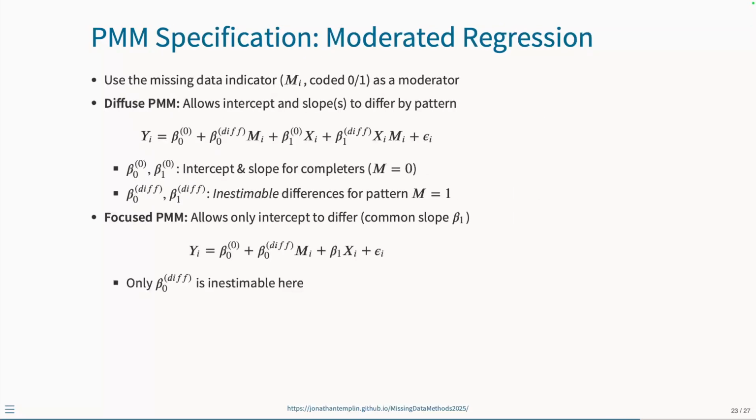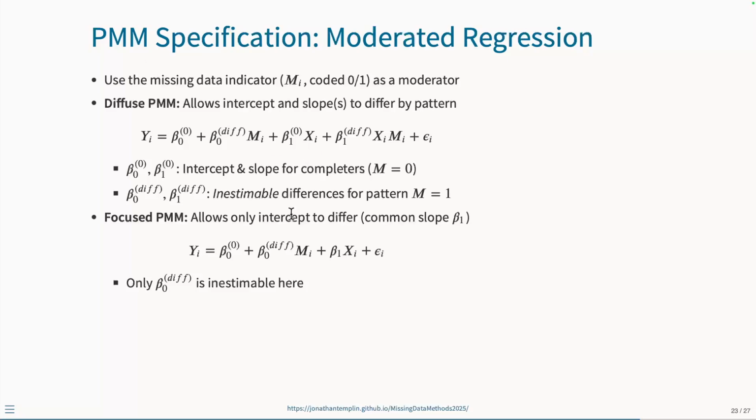So here's an example, using the missing data indicator M, coded 0, 1, as a moderator. What we could do is predict Y based on whether or not a person was missing on Y, and what X happens to be, and then potentially the interaction between the two. When M is 0, you get beta 0 and beta 1 X. When M is 1, you get the intercept being the sum of these, and the slope being the sum of the beta 1s.